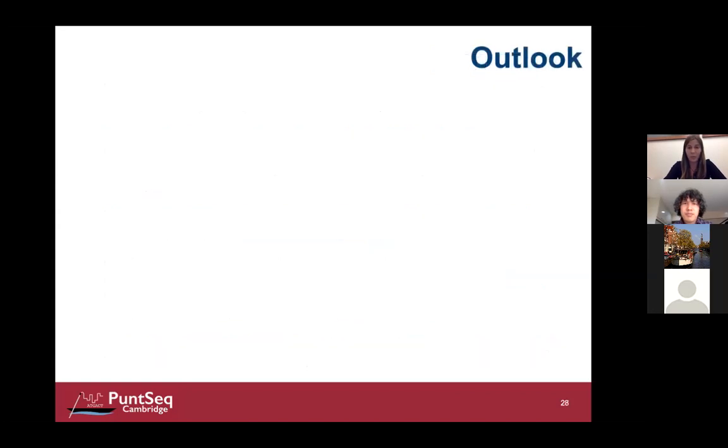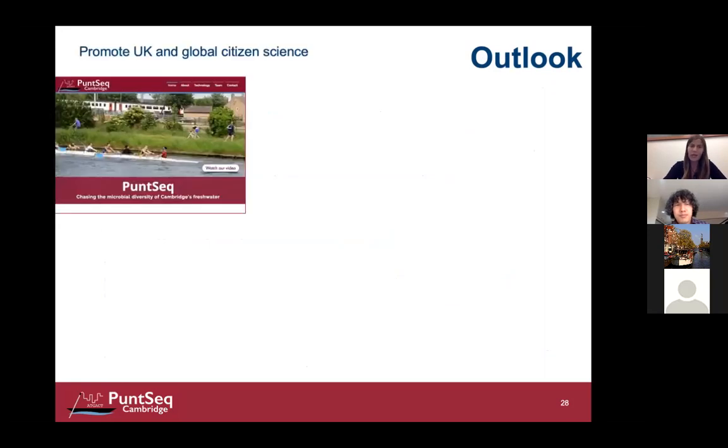So what is next for PuntSeq? PuntSeq still exists in Cambridge, and I'm still in close contact with the team. They are actually just building it as a permanent university society, so that every student who comes to Cambridge can get their hands on the MinION and get to do some sequencing. So we also intend to promote UK and also global citizen science projects more in the future.